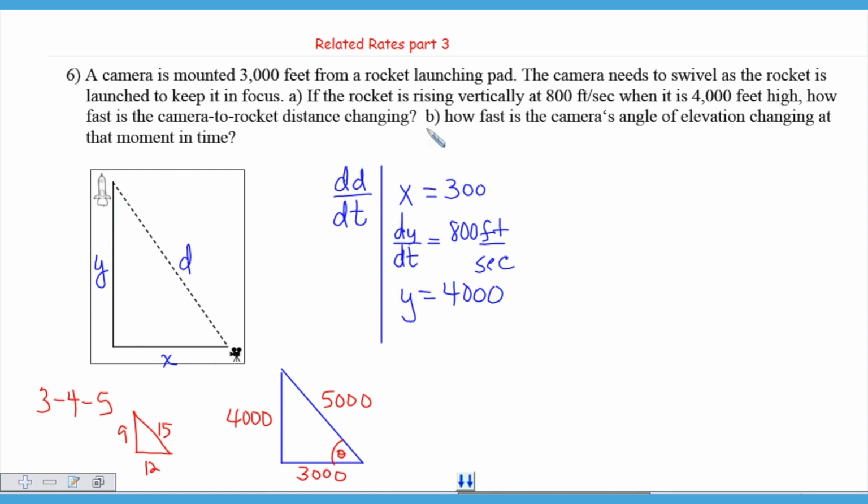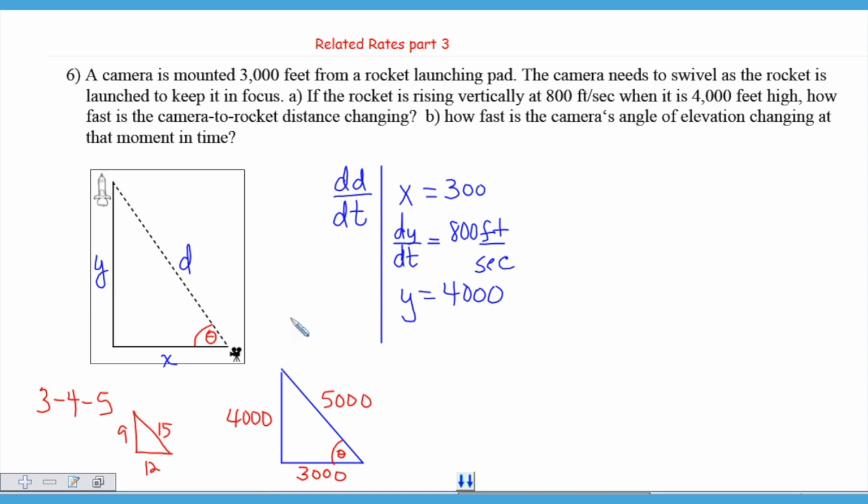In part B, which is what we're going to tackle now, it asks how fast is the camera's angle of elevation changing. The first thing we need to do is go to our picture and find the angle of elevation. That is always the angle from the line of sight up to the object. When you deal with angles, you normally call the angle theta. We either use theta, alpha, or beta when we're talking about angles, and I'm going to use theta. That's the most commonly used.